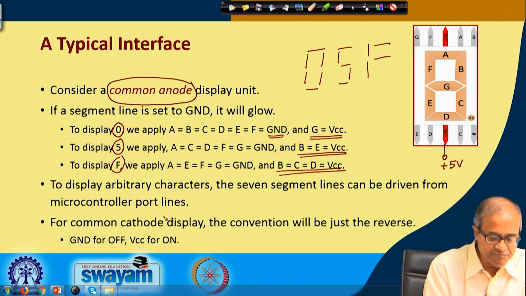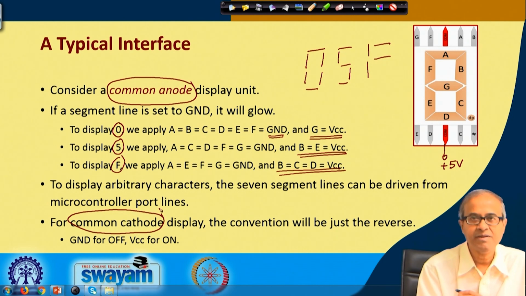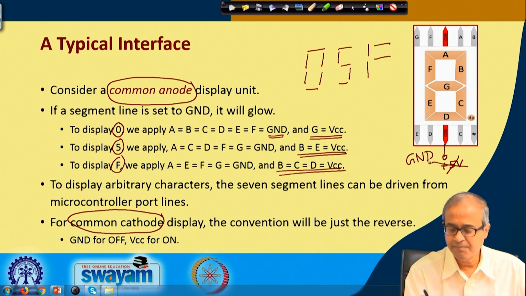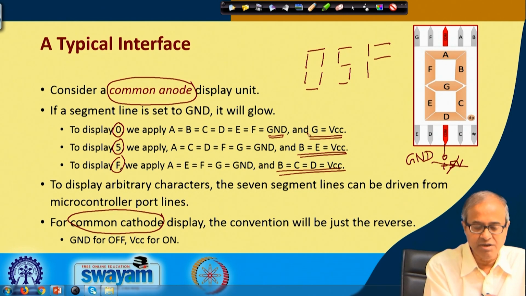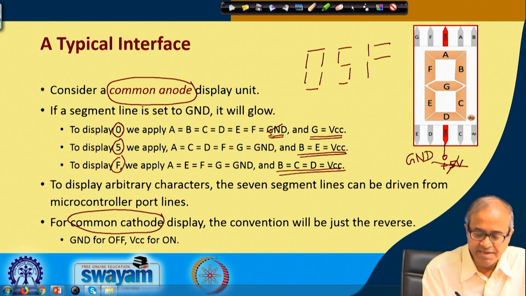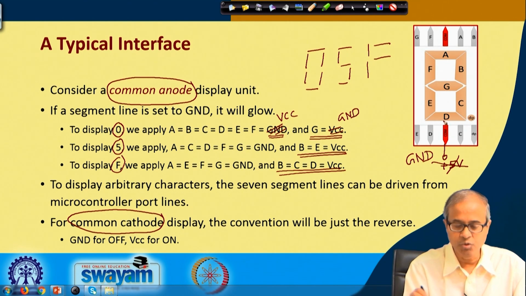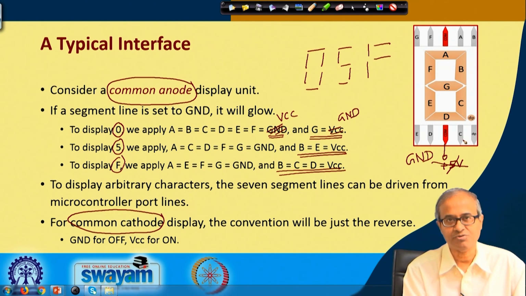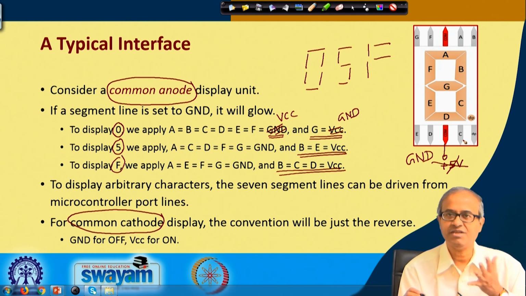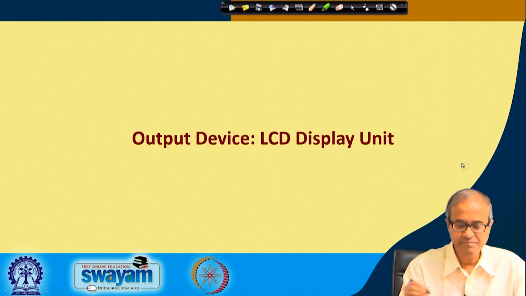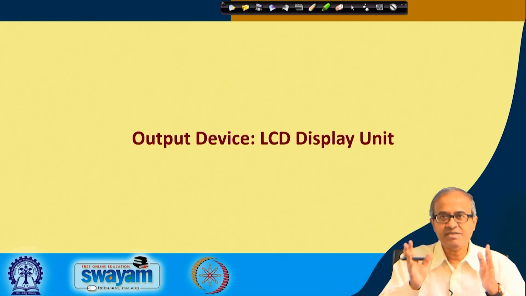Now, the point to note is that if we have a common cathode display, then you have to do just the reverse. Instead of 5 volts, you will be connecting ground to the common terminal, and to display a particular character, let us say 0, you will be connecting this to VCC 5 volts and G you will be connected to ground, just the reverse. So, the segments that you want to glow, you will have to connect a high voltage to those if it is common cathode, just the convention will be reversed. Okay. Fine.